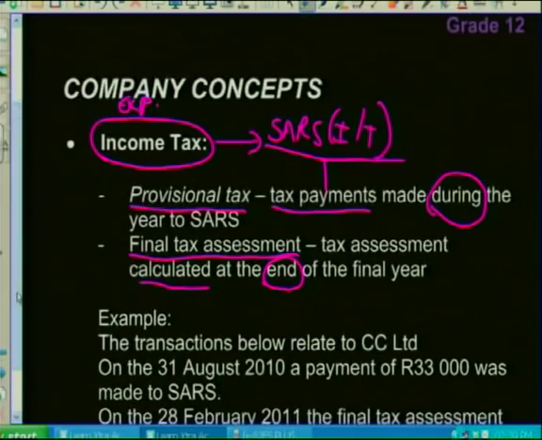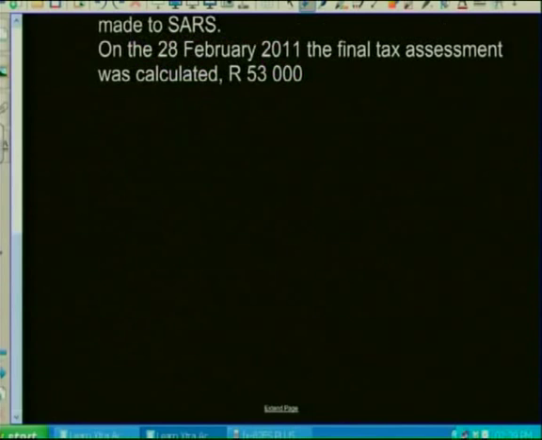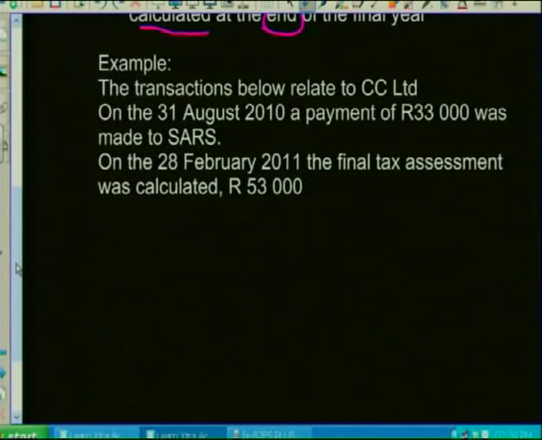Right, let's move straight to an example so that we have a clearer understanding of these concepts, provisional tax and your final tax assessment. Our example reads as follows. The transactions below relate to CC Limited. On the 31st of August 2010, a payment of 33,000 Rand was made to SARS. Then our next transaction, on the 28th of February 2011, the final tax assessment was calculated at 53,000. So the very first transaction, on the 31st of August, a payment of 33,000 Rand made to SARS, is what we refer to as our provisional tax payment. And then at the end of the year, on the 28th of February, we received a final tax assessment.